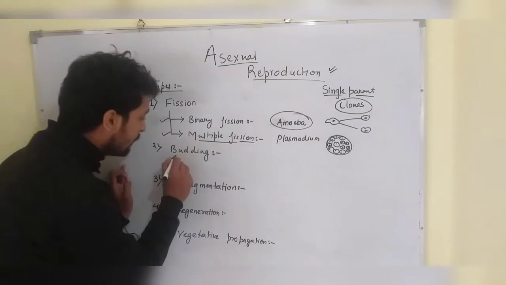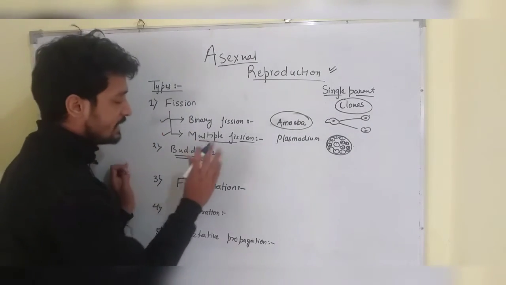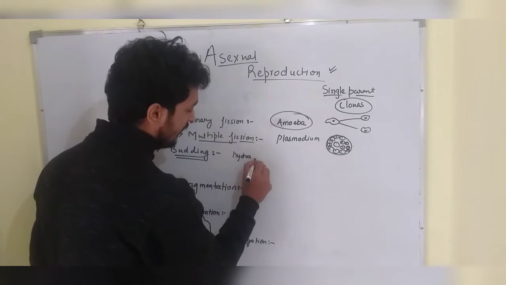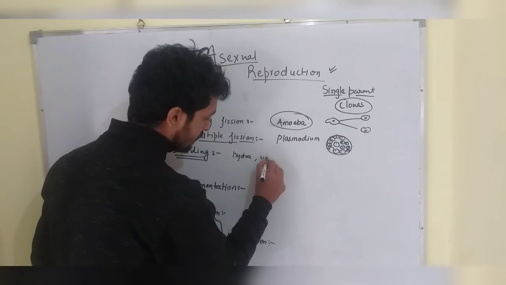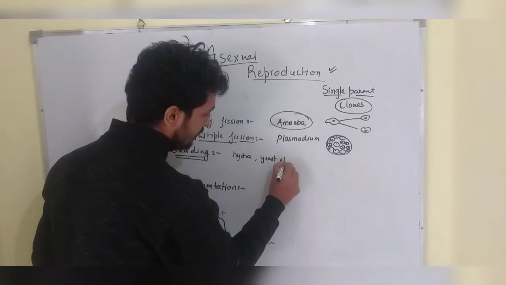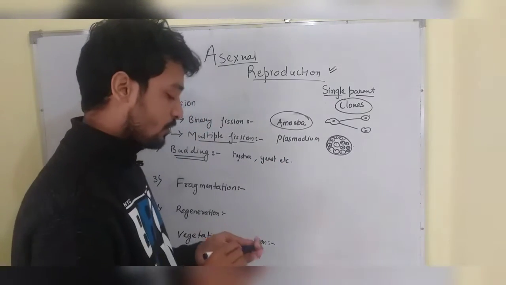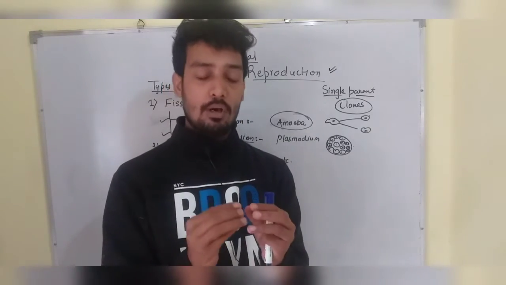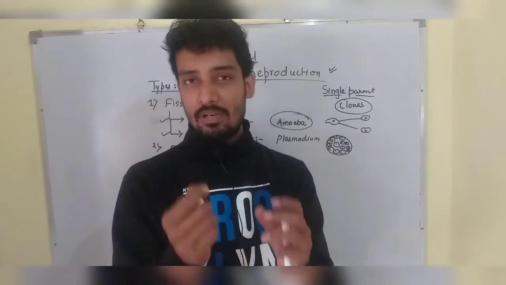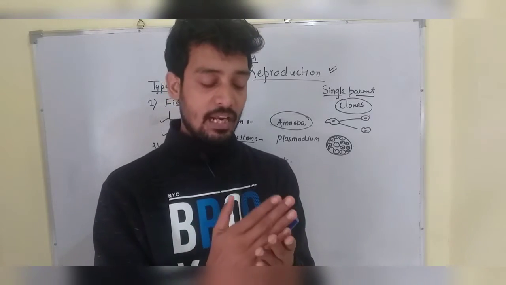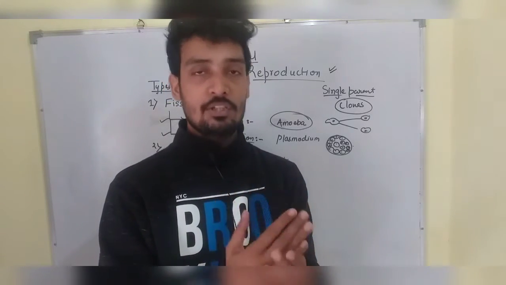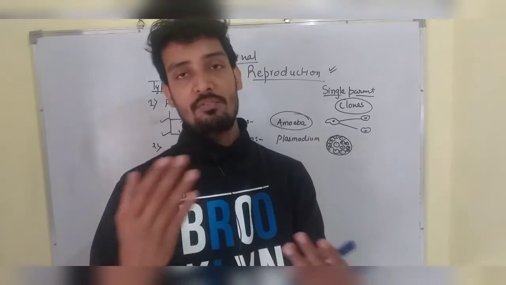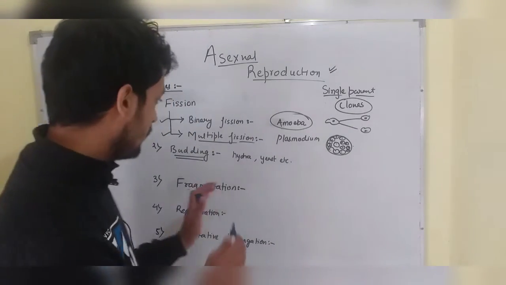Now the second type is budding, and this takes place in hydra and yeast, etc. In the process of budding, the body of the organism develops a small bud over it, and gradually that bud develops into a new individual or a new offspring. Thus the process of reproduction has taken place. Now let us see how it happens.